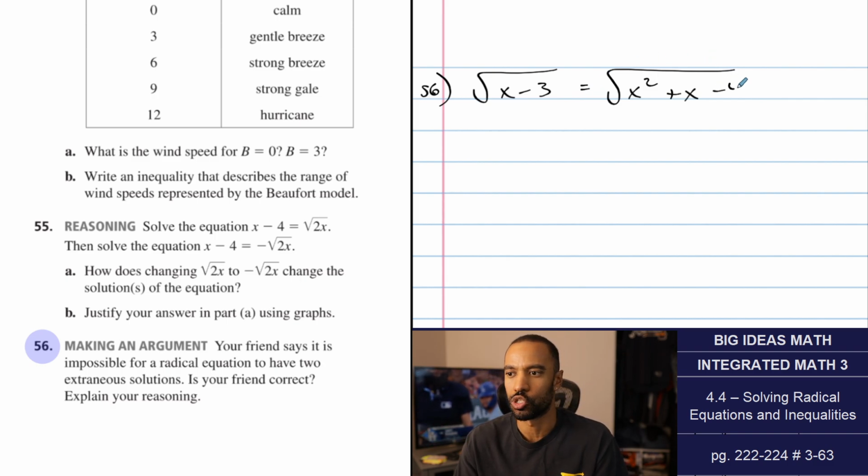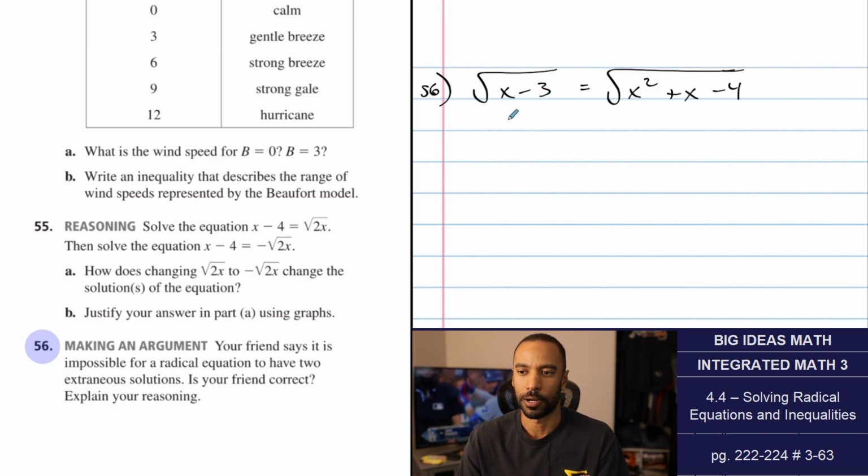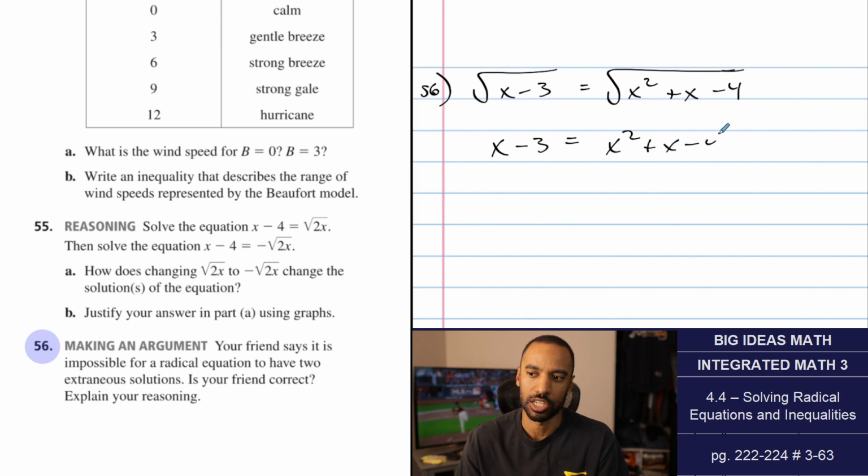I need a difference of 2 squares. Let's do minus 4. So let's do this one right here. When I square both sides, I'll get x minus 3 equals x squared plus x minus 4. I'm really just thinking about the quadratic. I want to solve the quadratic and see that these won't work as long as the number's small enough. Subtract x over, x's cancel, add 3 over, you get minus 1.